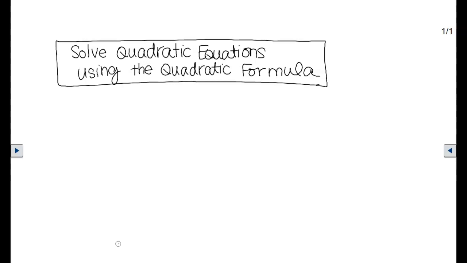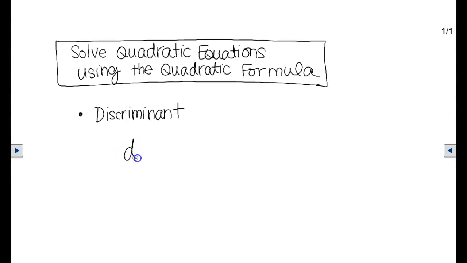All right, so a quick review of what we did yesterday. Yesterday we learned about a number called the discriminant that will tell us the number of solutions that a quadratic equation will have and whether those solutions will be real numbers or imaginary numbers.